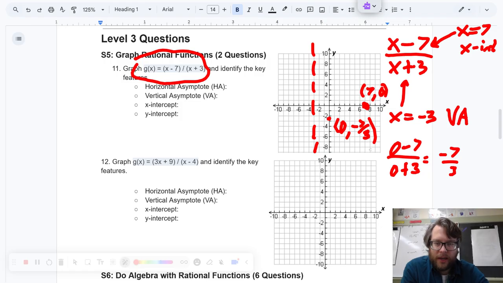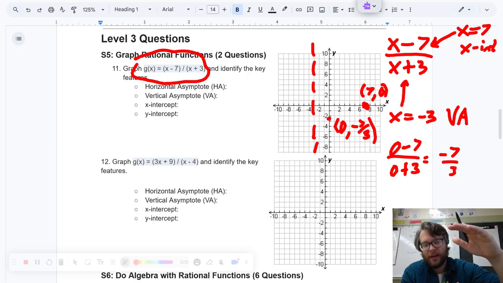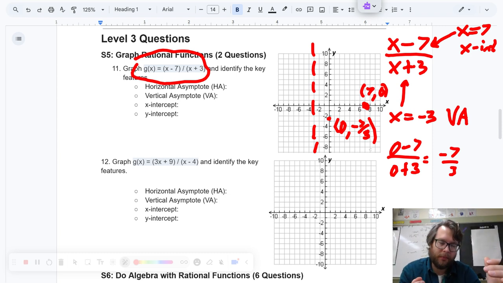Now the horizontal asymptote. Let's plug in really big numbers. Let's say I plug in 1 million. The top is almost 1 million and the bottom is almost 1 million. If I plug in 1 million, I have 999,993 on the top because I did 1 million minus 7. And on the bottom, I have 1,000,003. Those two numbers are pretty much equal. When you divide them, they're almost exactly equal to 1.